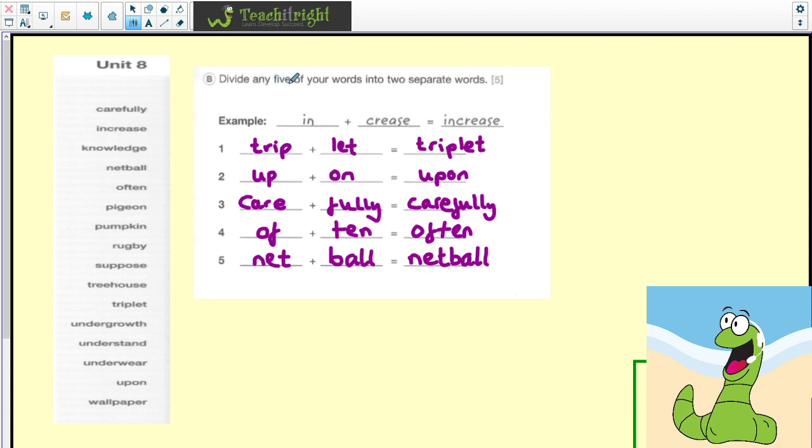What we had to do here is divide any 5 of your words into 2 separate words. So we're looking at the examples, and then we've got crease becomes increase. And I've chosen, you could have chosen any of these, but I've gone with trip and let for triplet, up and on for upon, care and fully for carefully, often, of and ten, and then net and ball for netball. But again, you may have had other options and other possibilities for that.